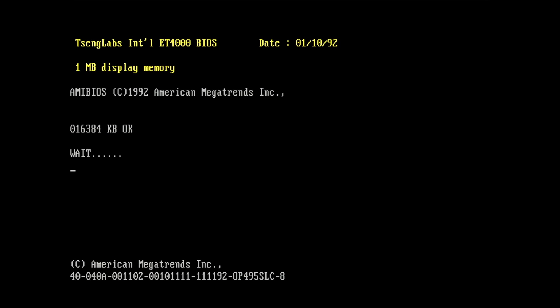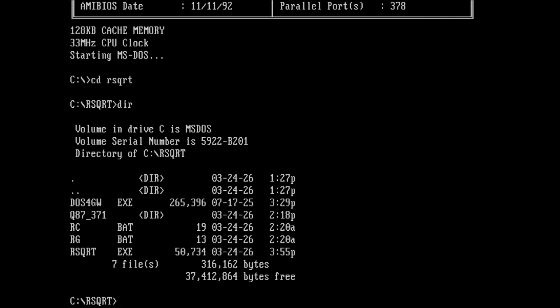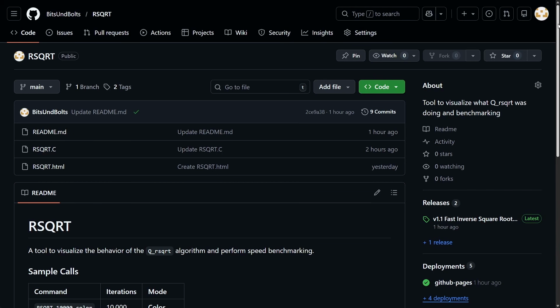So here is the 386 DX33. It has 128 kilobytes of cache, and we don't have any coprocessor, so no floating point unit in the system right now. Here is my little application, rsqrt.exe. It is compiled using Watcom. There is a Git repository. It's linked in the video description.